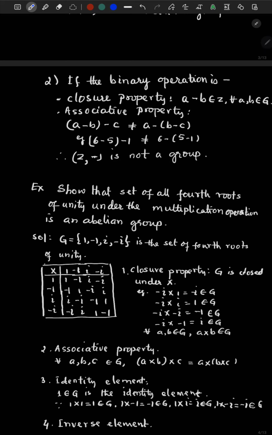So identity element is nothing but when you multiply any element of G with another element, you should get the same element. Then that number is called the identity. Here 1 is the identity element because 1 into 1 is 1. 1 into minus 1 is also minus 1. 1 into i gives you i. 1 into minus i is minus i. So 1 is called the identity element.